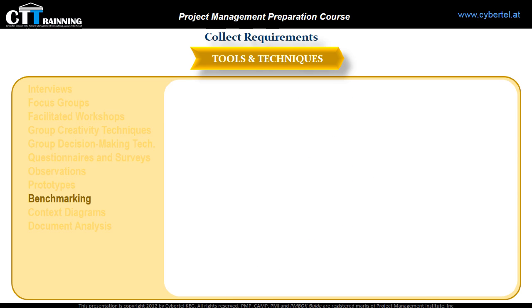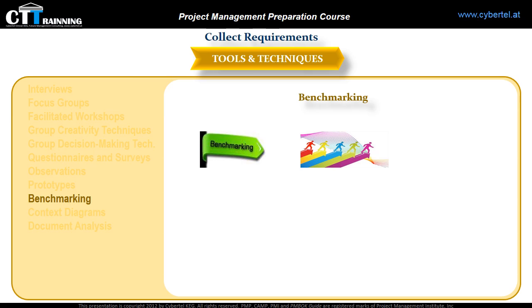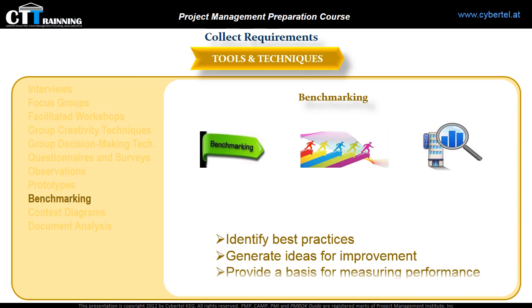Tool number 9 is benchmarking. This is a comparing approach of the current or planned processes and operations to other comparable internal or external organizations. The key benefit of benchmarking is to identify best practices, generate ideas for improvement, and provide a basis for measuring performance.